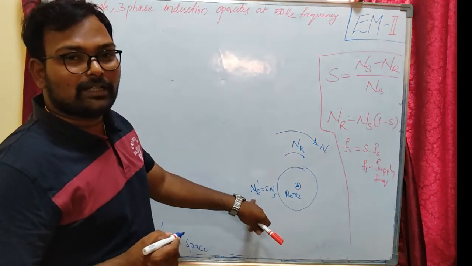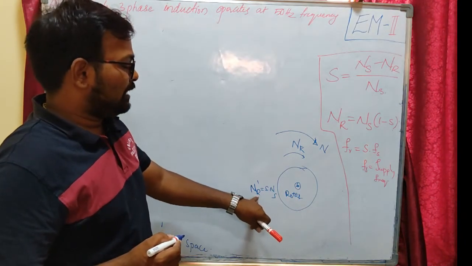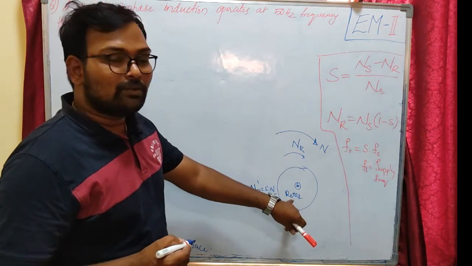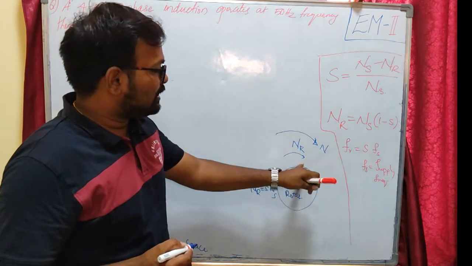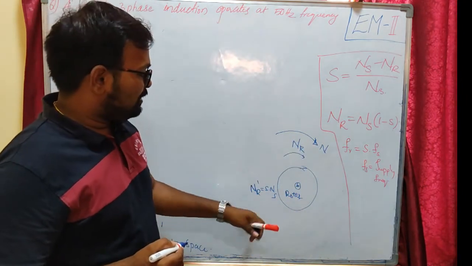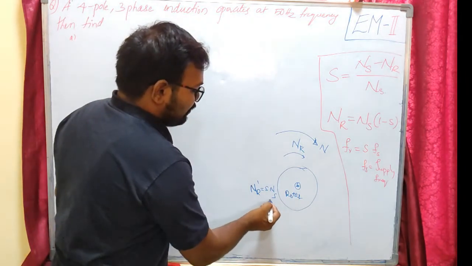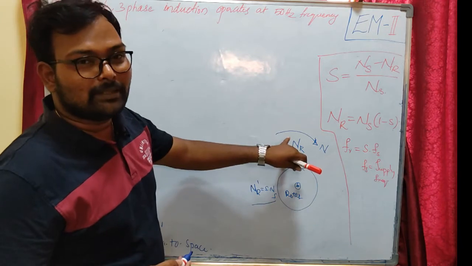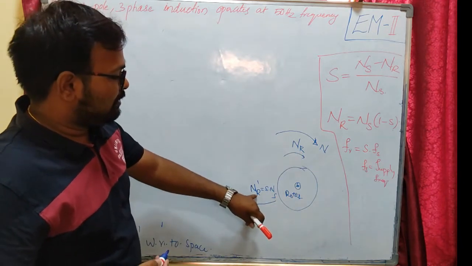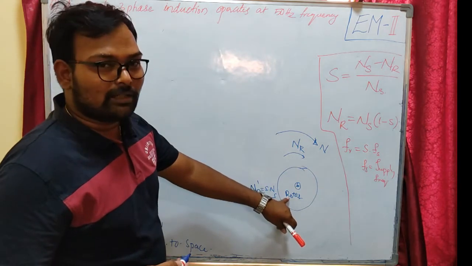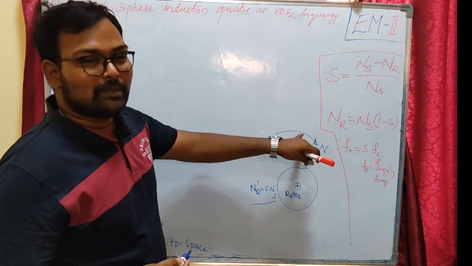So, our rotating magnetic field in the rotor circuit is having a speed of S times Ns. This is rotating with respect to rotor, and our rotor is rotating at a speed Nr with respect to space. So, what will be the speed of our rotor rotating magnetic field with respect to space? That will be the sum of rotor rotating magnetic field with respect to rotor plus rotor speed with respect to space.